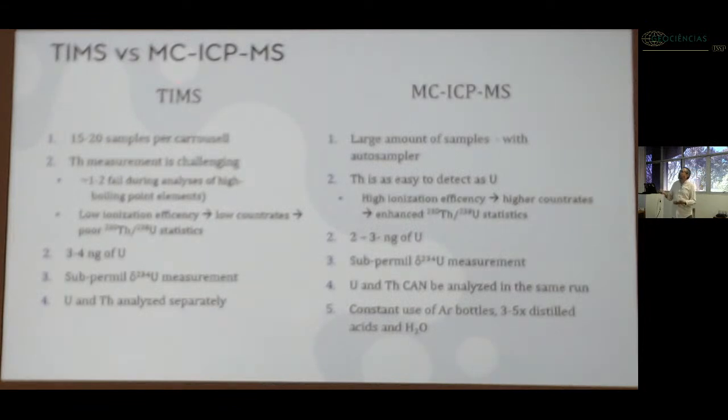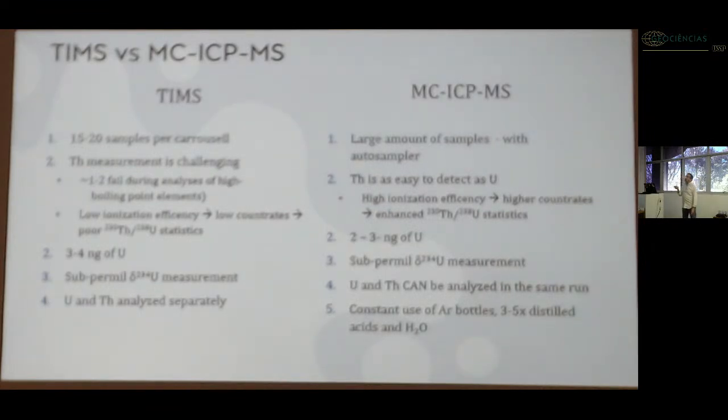So a little comparison between TIMS and multi-collector ICP-MS. In TIMS, you can work only between 50 and 20 samples per carousel. Once you run your 50 or 20 samples, you have to take it out, put in another carousel, leave it under vacuum overnight, and then start running again in the morning.